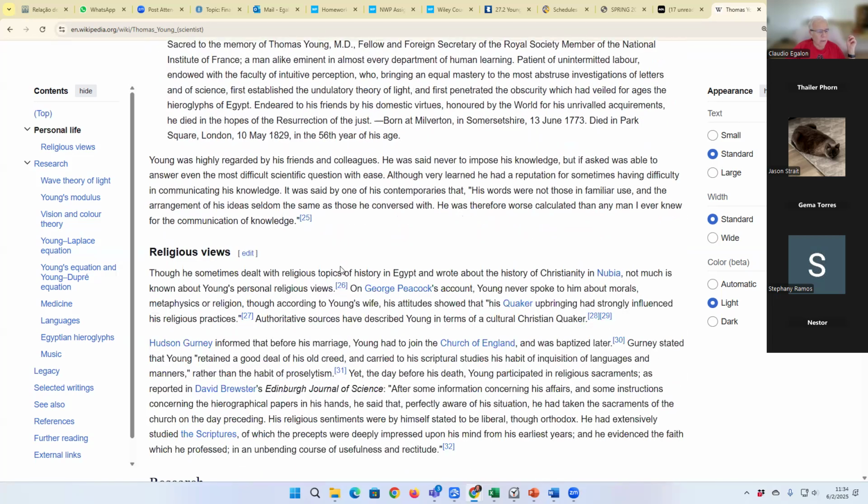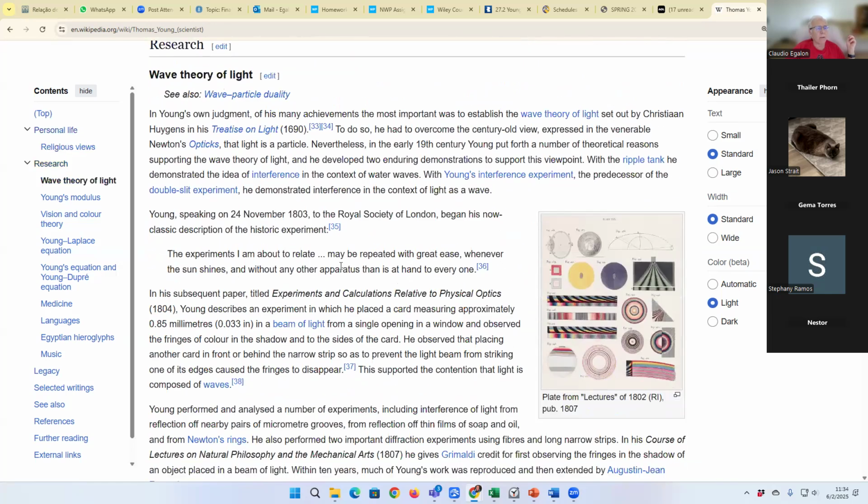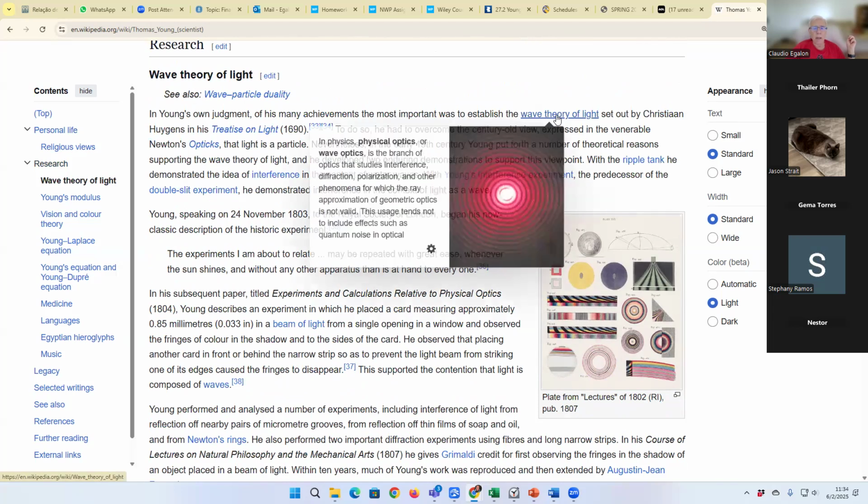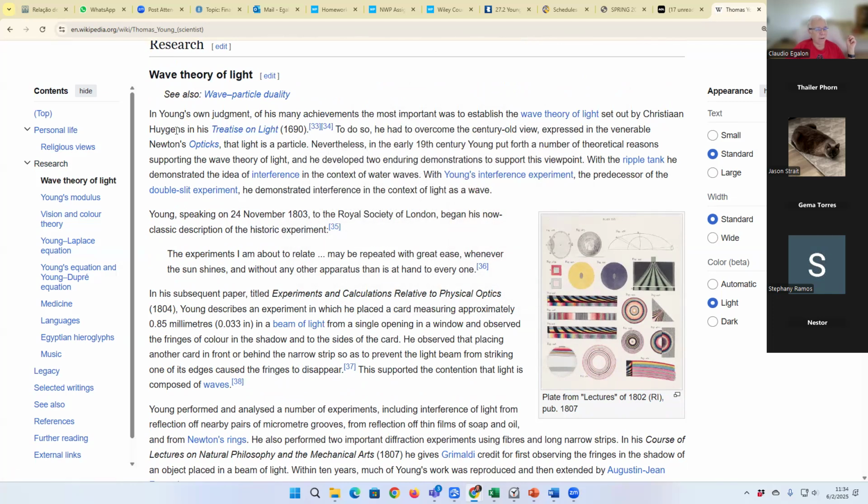I want to go there to religious views, wave theory of light, okay? In Young's own judgment of his many achievements, the most important was establishing the wave theory of light, set out by Christian Huygens, who came up with the actual idea of the wave theory of light, but he didn't have clear experimental evidence. Christian Huygens was also the guy who invented the pendulum clock.